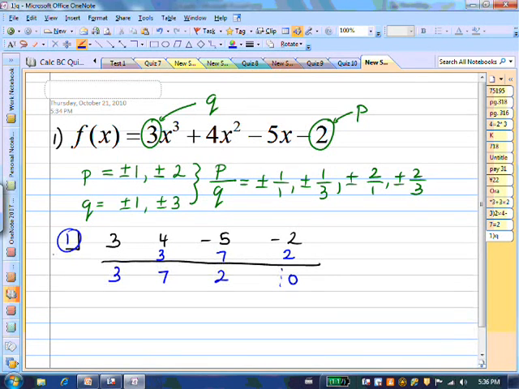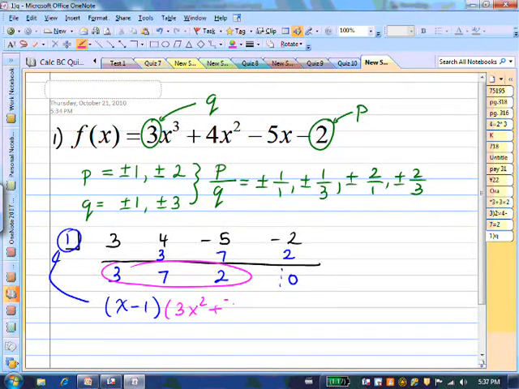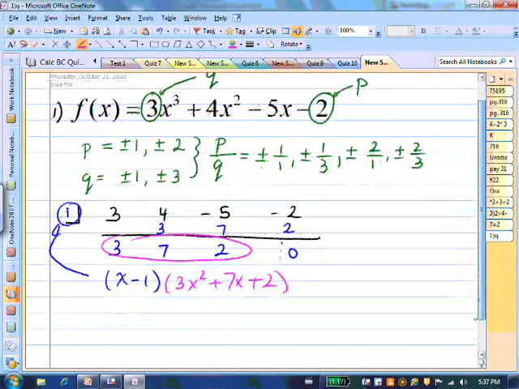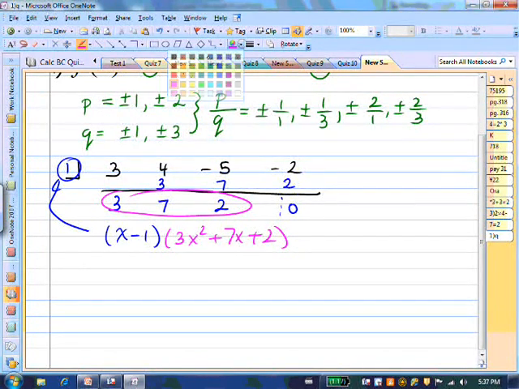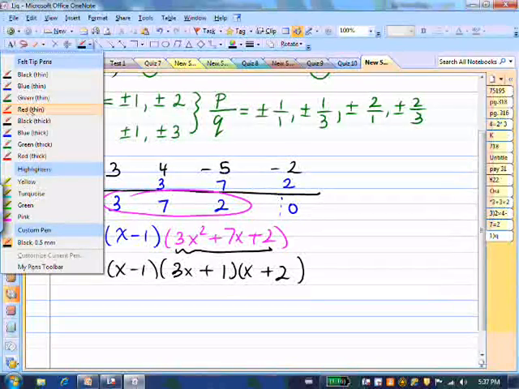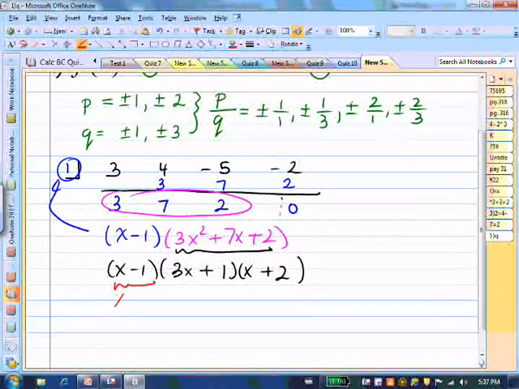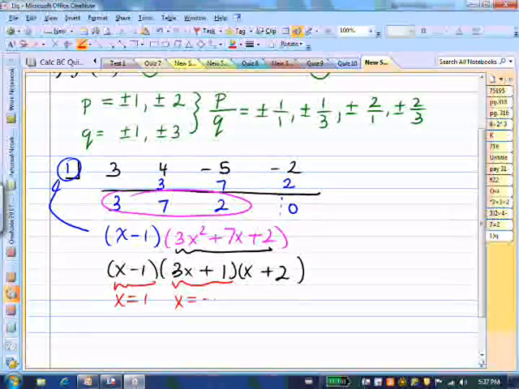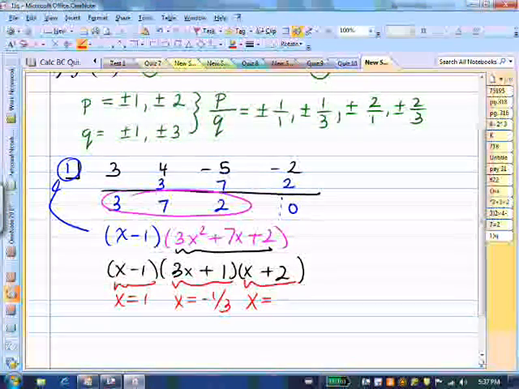So it worked. So what that tells me is that one of the factors of this polynomial is x minus 1. Well, what's the other factor? The other factor, remember, comes from here. 3x squared plus 7x plus 2. Okay, and again, what's great is once you have it down to a quadratic, you can just either use the quadratic equation or factor it. Turns out this factors 3x and x, 2, 1, plus, plus. So our 3 solutions for this particular problem are x equal to 1, x equal to negative 1/3, x equal to negative 2.